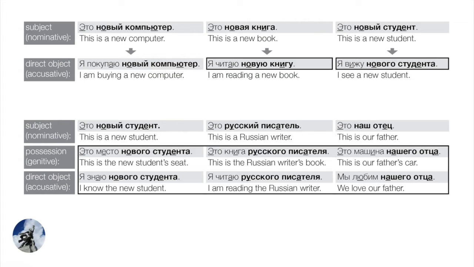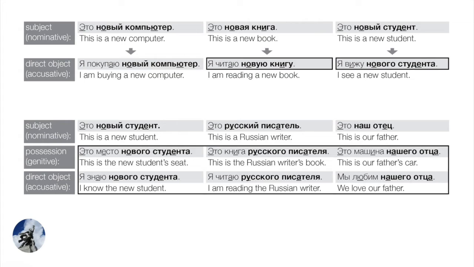Well, computer, like masculine and neuter inanimate nouns, is going to stay the same, right? So, я покупаю новый компьютер. I'm buying, well, what are you buying? A new computer. That's the direct object. And it is in the accusative here, even though, again, it looks identical to the nominative, but in this sentence, it's playing the role of the direct object. It's in the accusative.